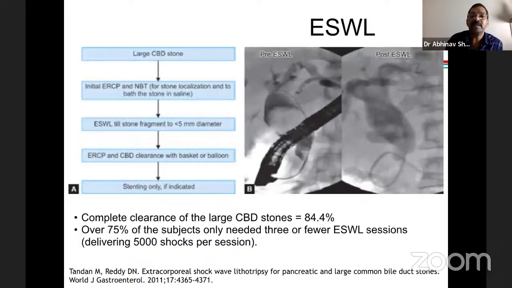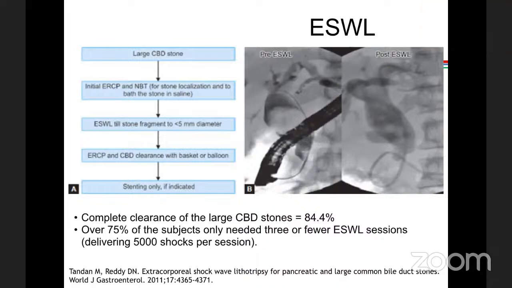And one requirement which is very essential: since 90% of CBD stones are not radio-opaque, there is a need to put in a nasobiliary catheter. We pass contrast through the catheter to opacify the stone, and only then can we focus on the stone and break it with shockwaves. Complete clearance rate is to the tune of 85%, and 2/3 of the patients require 3 or more sessions of lithotripsy to break the stone, to pulverize the stone.